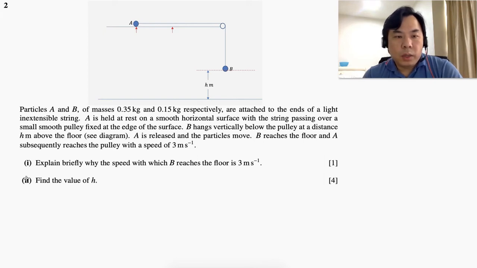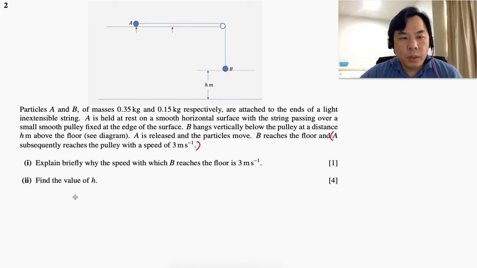Now the first question here: explain briefly why the speed with which B reaches the floor is 3 meters per second. Okay, now let's take a look at how to explain this. We're going to make use of all the information given to us. Now the information given to us is here: A subsequently reaches the pulley with a speed of 3 meters per second when B reaches the floor. Now there's a lot of subjectivity here. We are going to start off by analyzing just before B touched down.